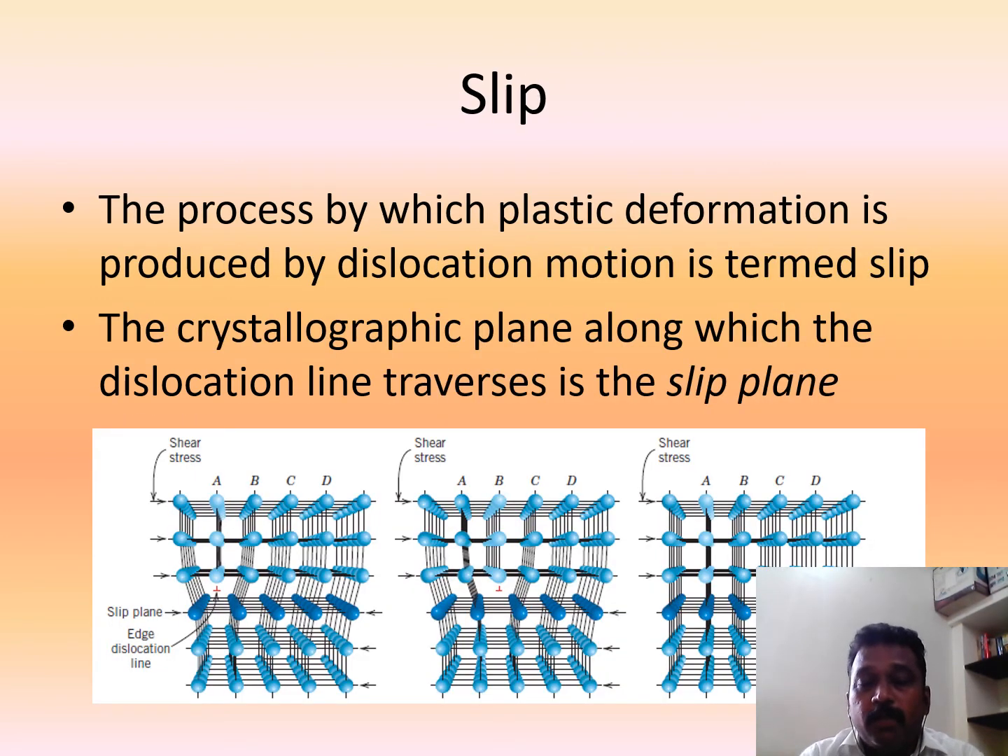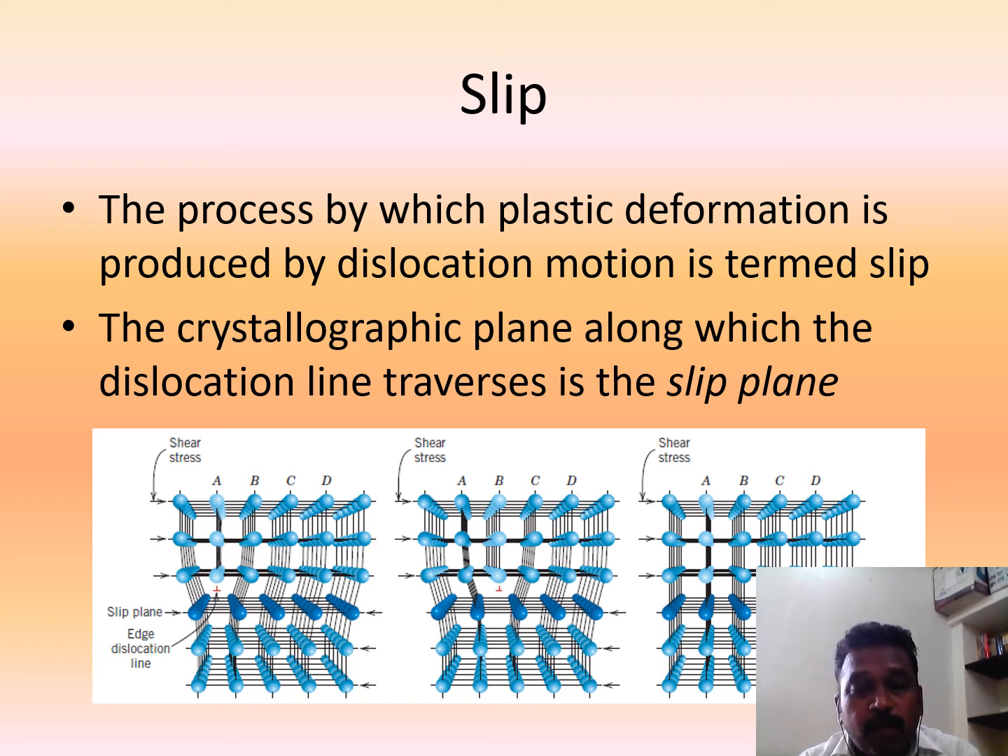So the next property is the slip. The process by which the plastic deformation is produced by dislocation motion is called slip. You can see here the crystallographic plane along which the dislocation line traverses is called the slip plane, and the slip direction.